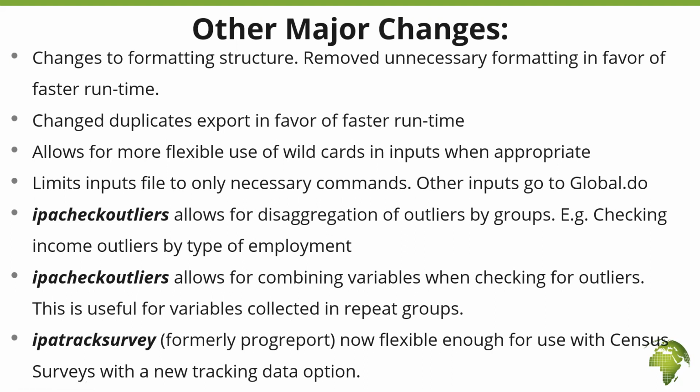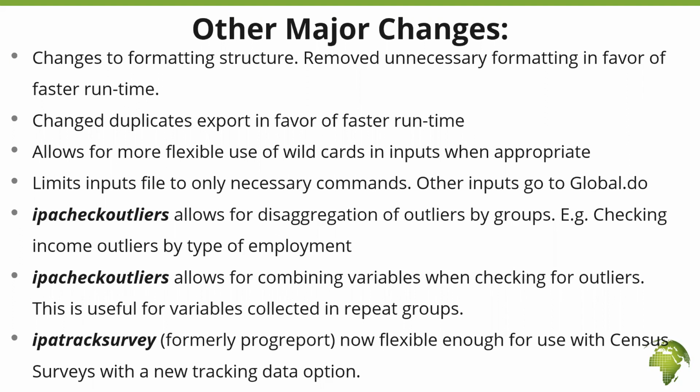IPA track survey, formerly prog reports. So IPA track survey has been upgraded to have the capabilities of prog reports, and now also allows you to use a tracking data set instead of a master data set. Basically, the tracking data set would be a data set that contains targets for groups. So for instance, if you want to track by district, you could just indicate in the tracking data set what your target is for each of the districts, and it would compare that to your survey data set.